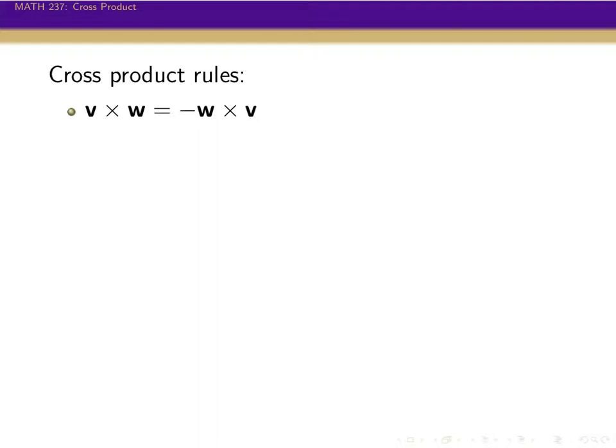So the first one, which is kind of weird: if you do v cross w, then if you try to switch them, you'd actually be swapping rows in a determinant. And when you swap rows in a determinant, the sign changes. So v cross w is going to equal minus w cross v. The next rule makes a lot of sense. There is a distributive rule. If you do u cross (v plus w), this is going to equal u cross v plus u cross w. So this is just a distributive rule.